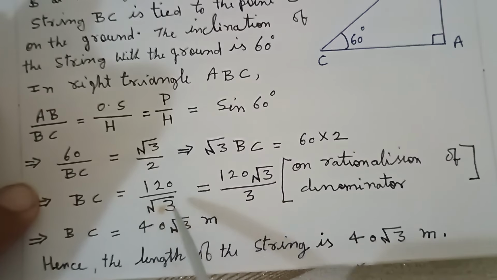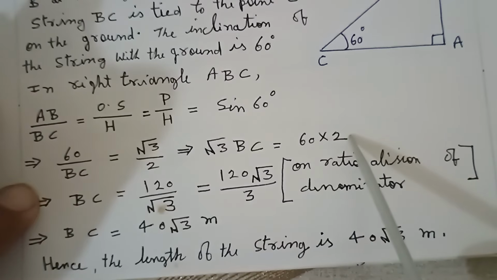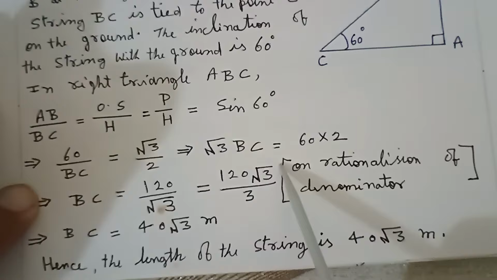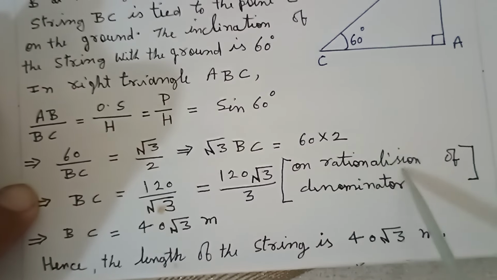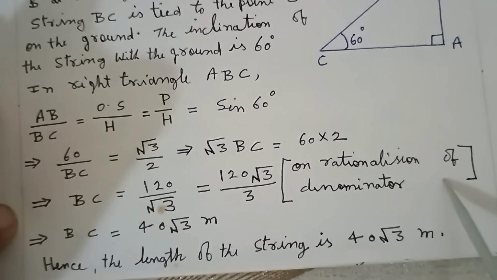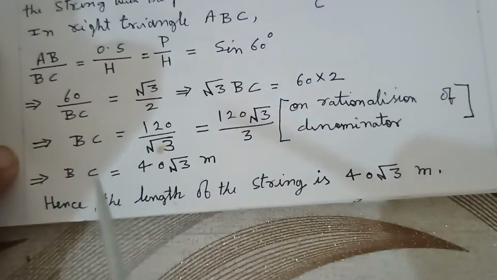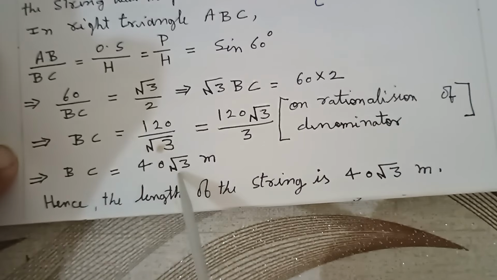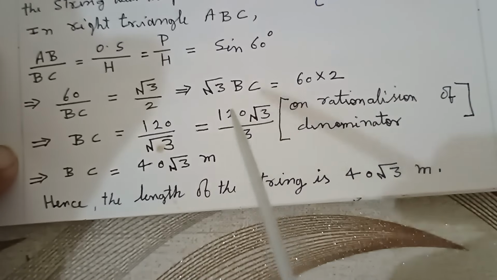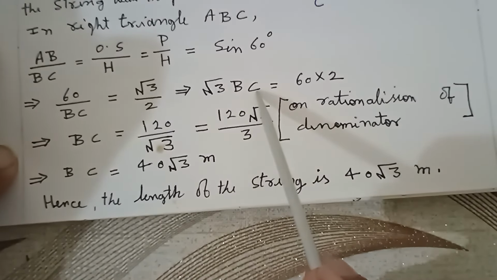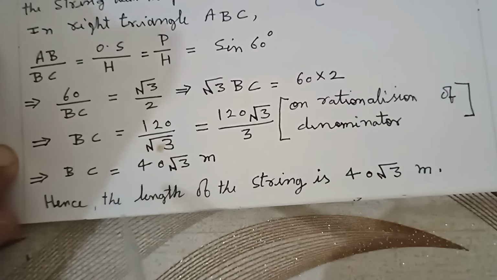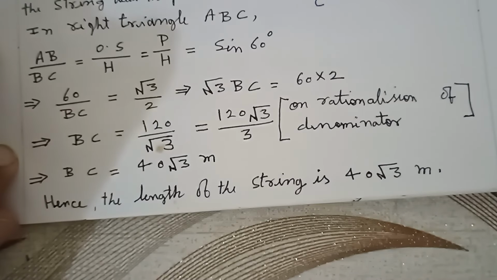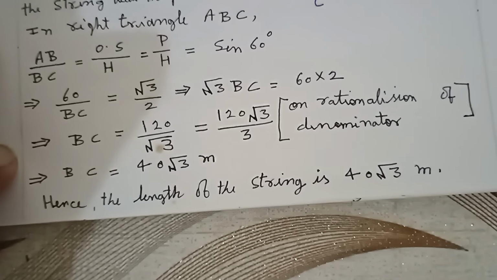120 upon √3, इन दोनों को मल्टीप्लाई कर दिया, is equal to 120√3 upon 3 on rationalization of the denominator. So this implies BC is equal to 40√3 meter. 3 से इसको कैंसिल कर दिया, 40 times. Hence the length of the string is 40√3 meter. इसी के साथ बेस्ट ऑफ लक. थैंक यू.